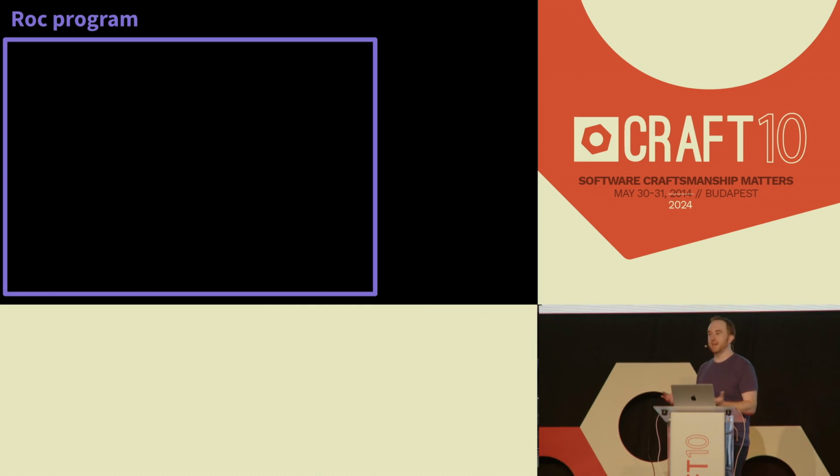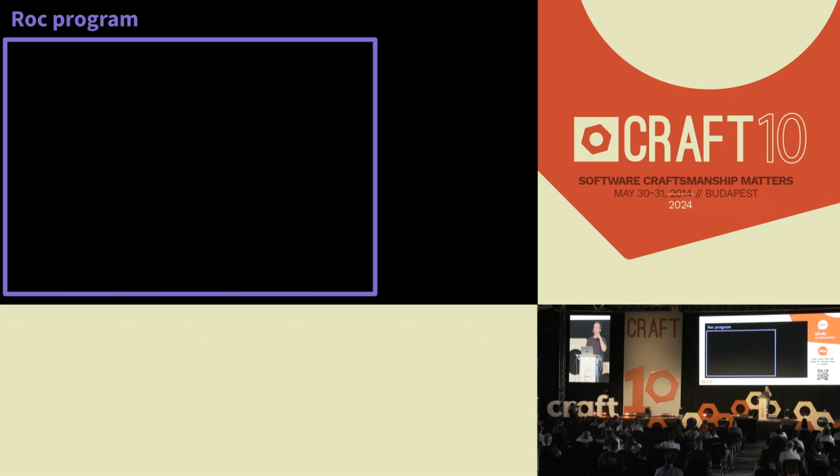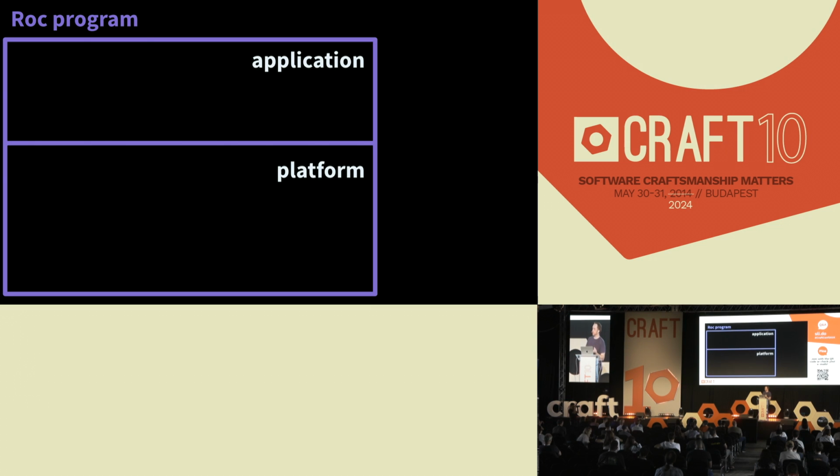So let me explain what I mean by that and why it's exactly one. In a typical Roc program, in any Roc program, you have it broken down into two parts. This is unlike most programming languages. Every single Roc program has two parts to it. One is called the application, and the other is called the platform.